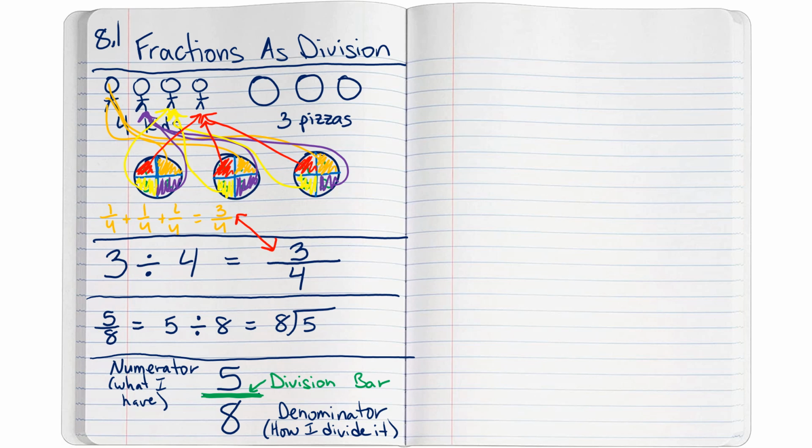So this is the big idea we're going to be working with this week. Any division problem can also be written as a fraction. So when I have a division problem like 3 divided by 4, it means the same thing as 3/4.